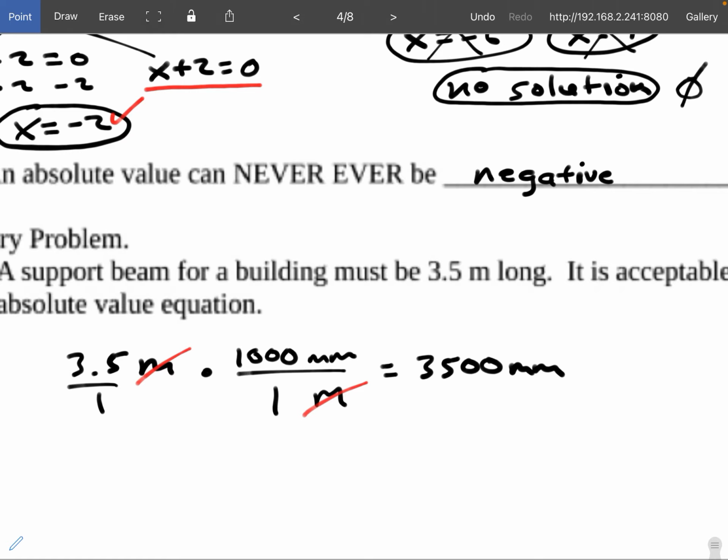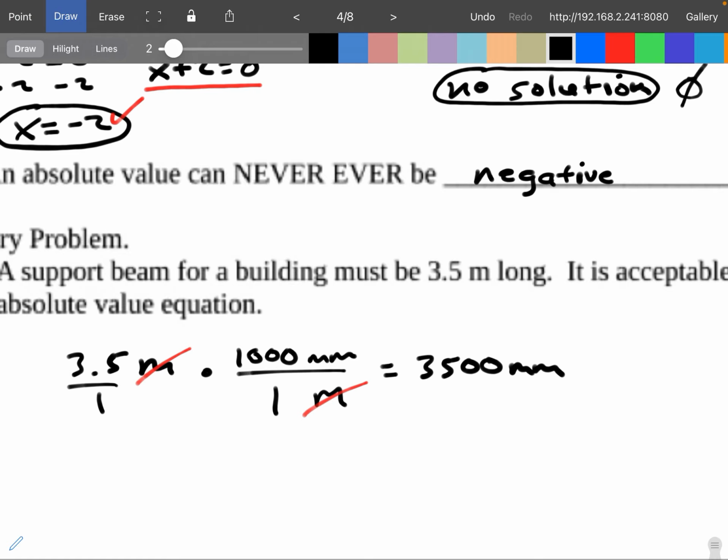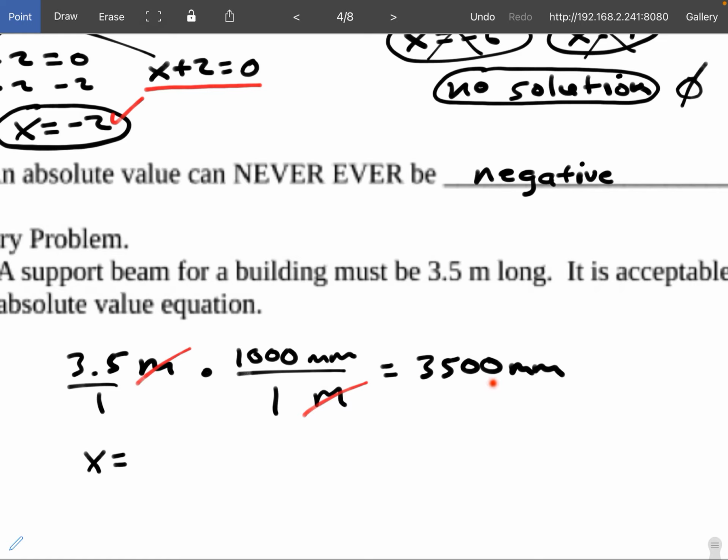All right, so we're just moving that decimal point 3 places to the right. We'll get 3,500 millimeters. Okay, now we can do the problem. So it says that if we were going to solve for x here, the longest that this beam could be where it would still fit, it says it can be 3 millimeters too long. So what would that be? If the beam is 3,500 millimeters, what would be 3 millimeters longer than that?